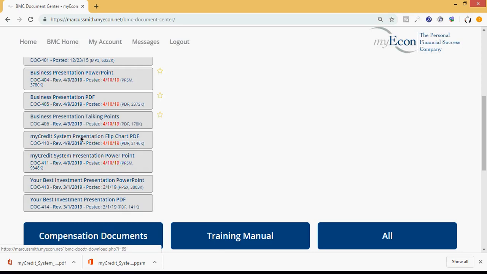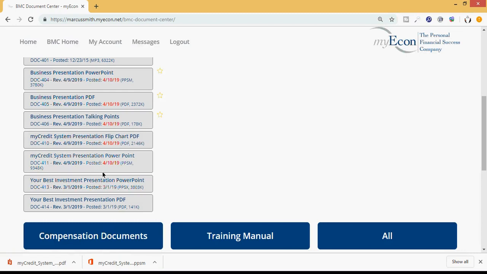and adding your own spin to it. But what we're going over tonight is the My Econ My Credit System Presentation Flip Chart, formerly known as the Smart Credit System. Same thing, just My Credit is more in alignment with My Econ. So just understand it's the same thing, just different branding, for lack of a better word.